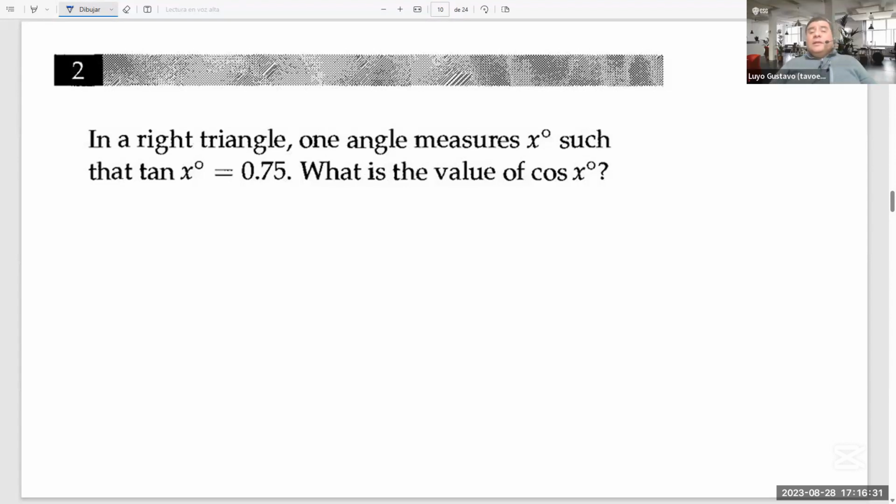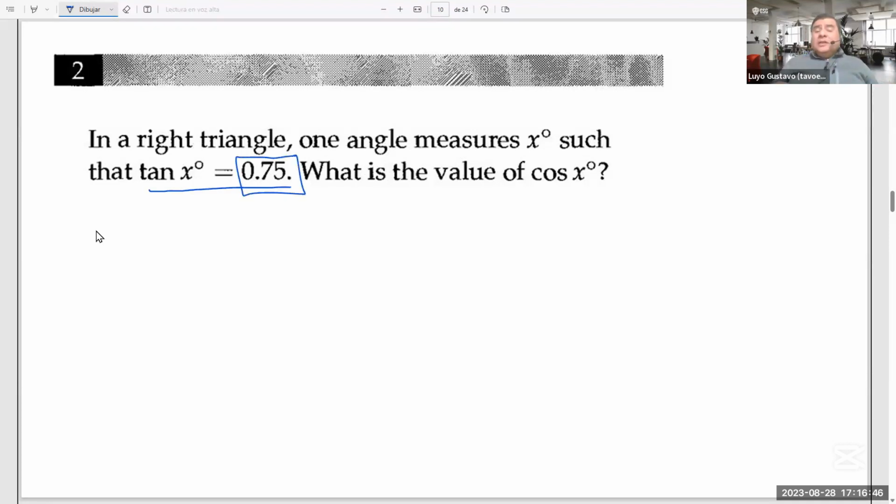Okay, good try, Madeleine. Very good. Let's see, people, how we could do this. First of all, notice this. The tangent of x is 0.75. We should try to work with fractions here because it will be easy to visualize. What is 0.75? 75 over 100, which is indeed 3 over 4, right?